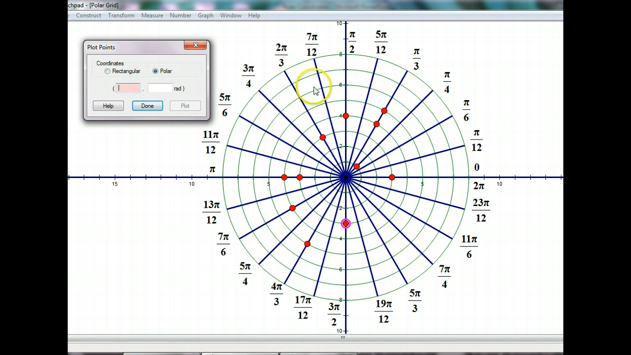Now the other thing that you want to do is be able to plot points that are at the pole. Well, when you're at the pole, your radius length is 0 because you haven't moved away from the pole at all. And it actually doesn't matter what your angle measure is. Any angle with a radius of 0 is going to put you right at the pole. Okay, enough for plotting points. Let's move on.